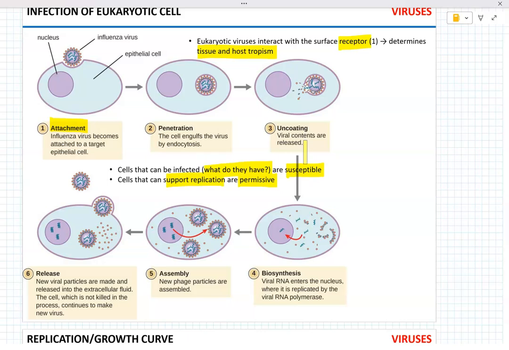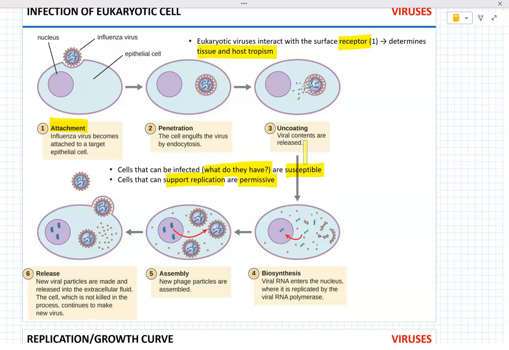You can take cells out of a mouse and, quote unquote, force poliovirus into the cell, bypassing the receptor entrance. Once it's in the cell, it will replicate in the mouse cell. So mouse cells aren't susceptible, but they are permissive. Does that make sense? Okay.